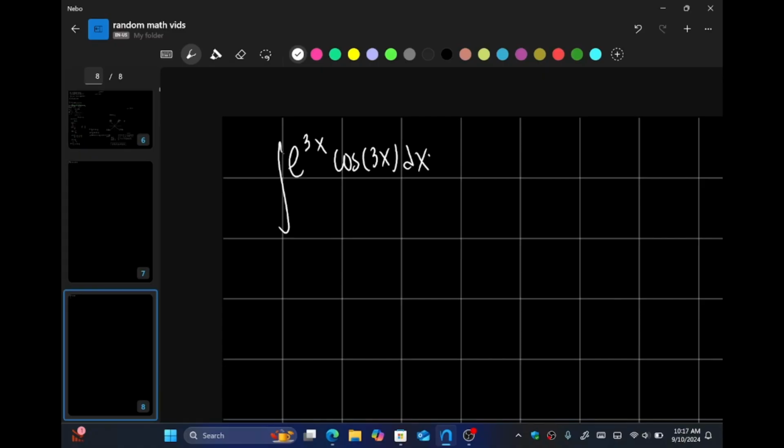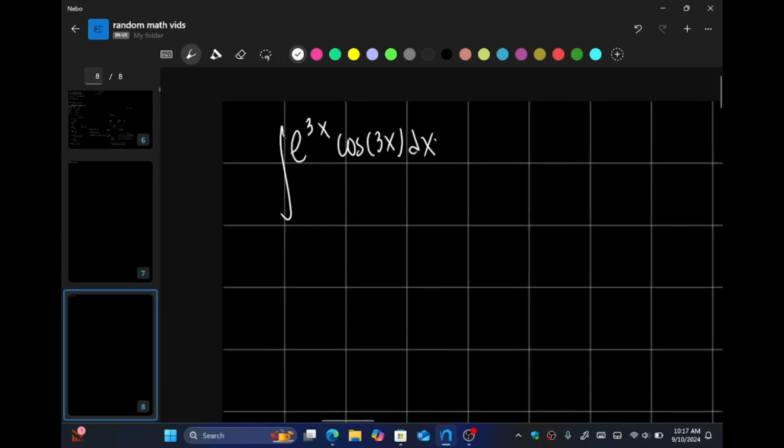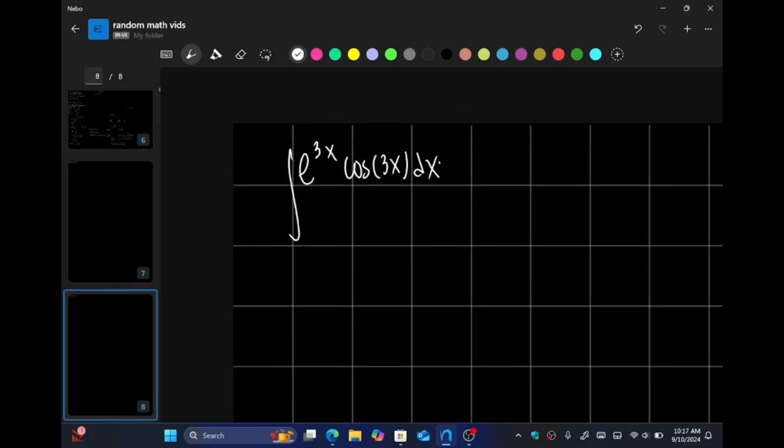I do want to say, everybody, just bear with me. This is very difficult, so please do bear with me and just try your best to keep up. And if you are confused about anything in the video, just rewind, do all that good stuff. So here we have the integral of e to the 3x cosine of 3x dx.